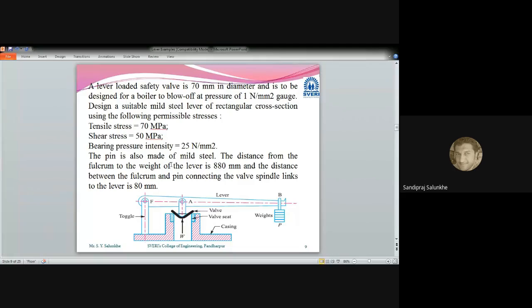So a lever loaded safety valve is 70 millimeter in diameter. Actually, safety valve diameter is 70 millimeter and is designed for a boiler to allow the blow off at the pressure of 1 Newton per millimeter square. So this 1 Newton per millimeter square is the pressure of the steam.